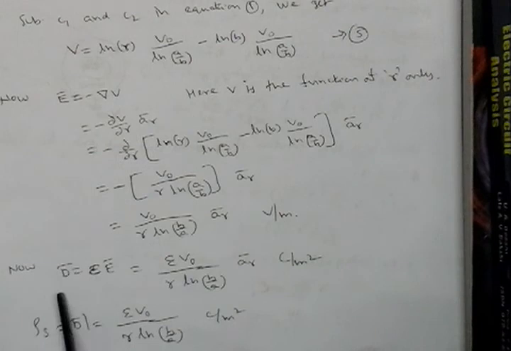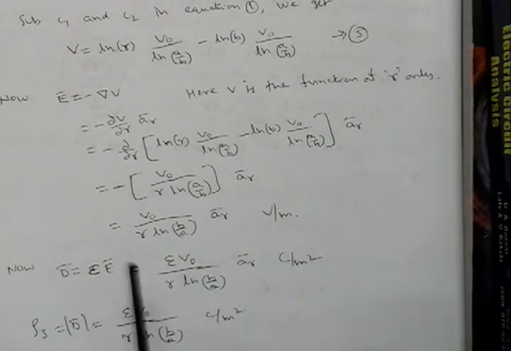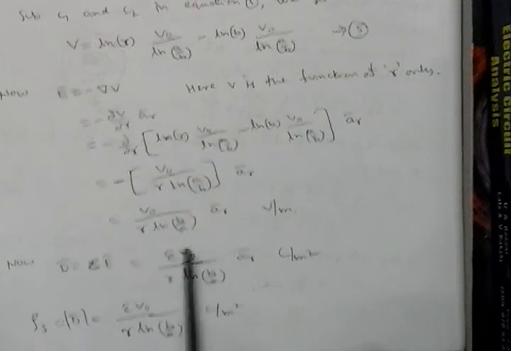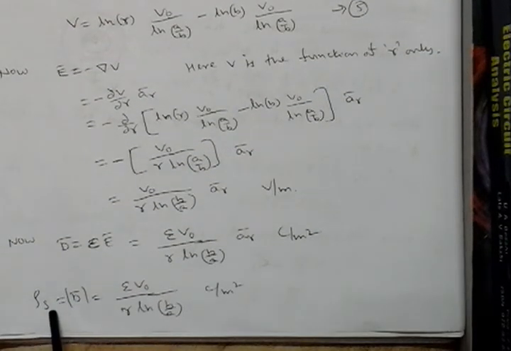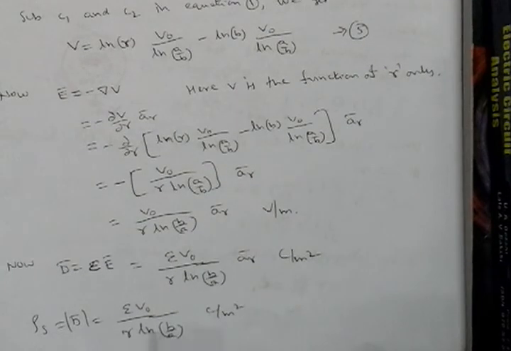And we know the relation between D bar and epsilon: D bar is equal to epsilon E bar. So that E bar you substitute here. Then once again, rho S, the surface charge density, is the magnitude of D bar. Then you will get the surface charge density.